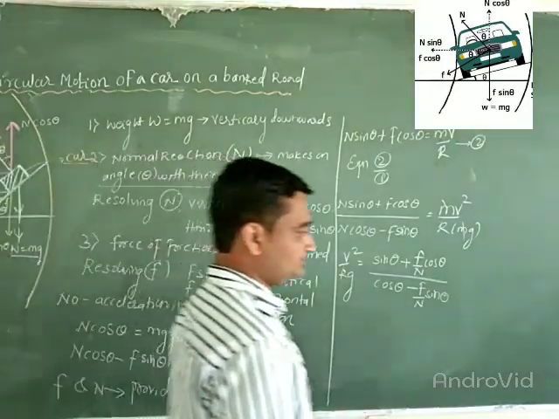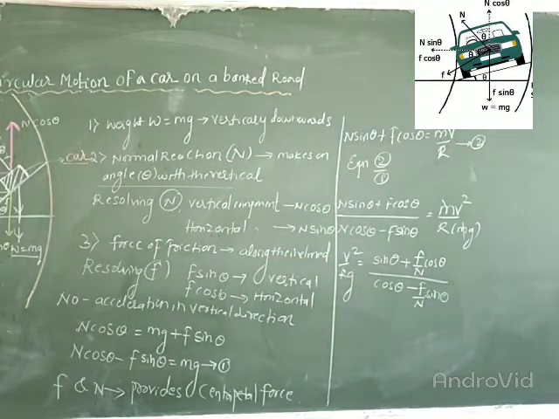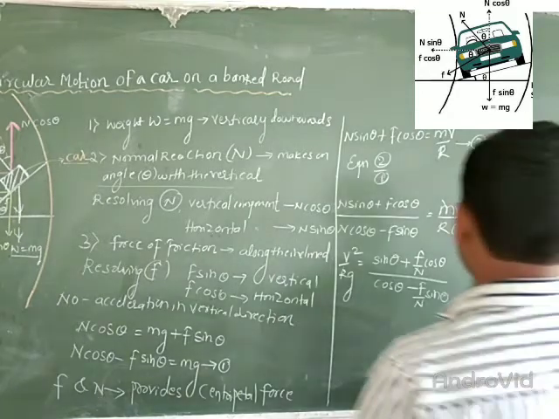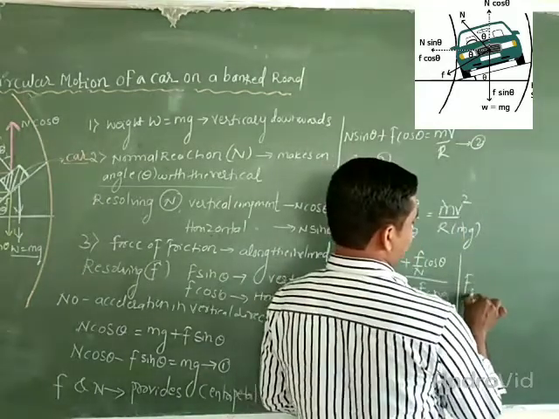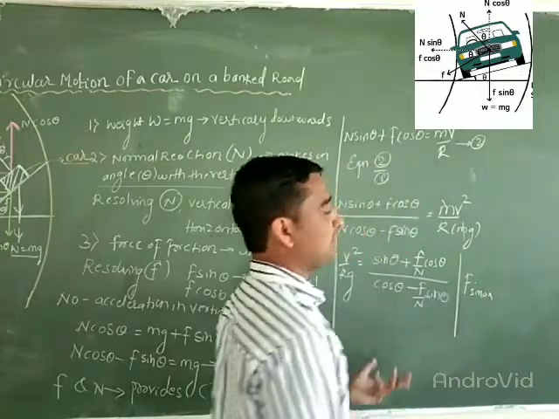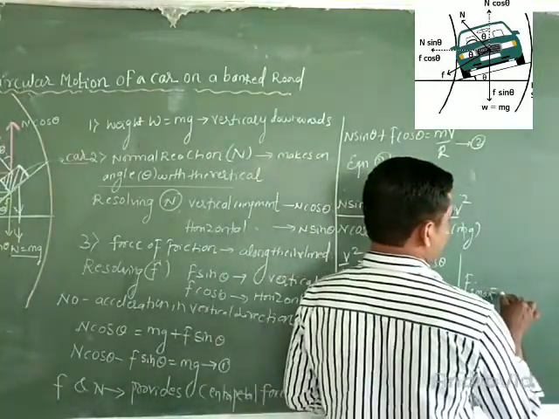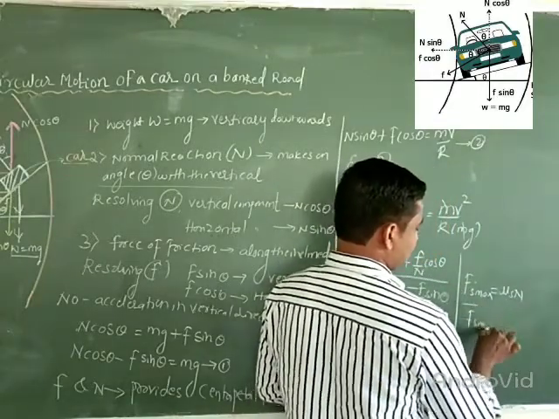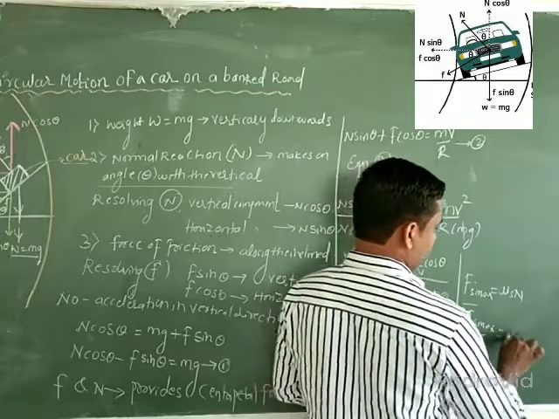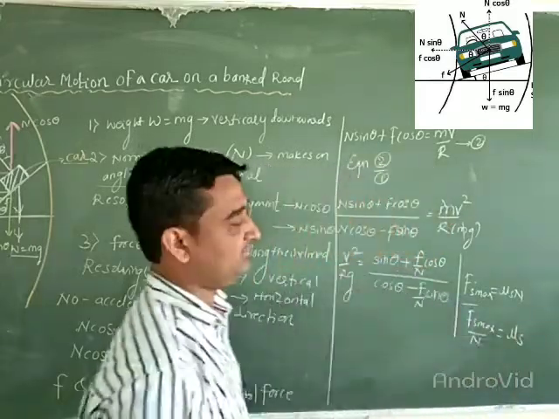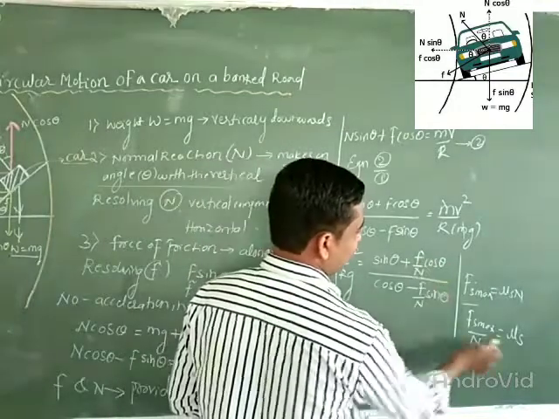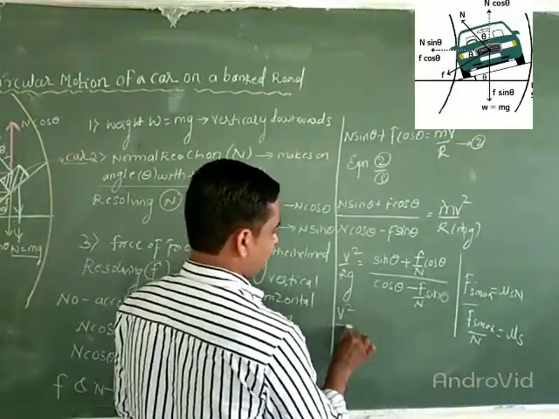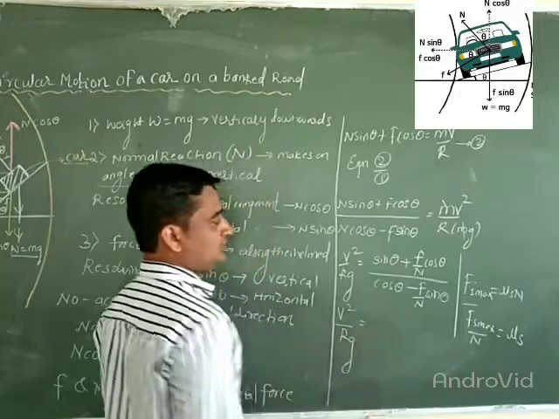From the laws of friction, you know that the maximum value of the friction, that is the limiting friction, is directly proportional to the normal reaction. Therefore we know that Fs max, the force of friction, is equal to mu s into N. Therefore Fs max divided by N is equal to mu s, the coefficient of static friction. Therefore substitute F divided by N is equal to mu s. Therefore v square divided by R g is equal to what we are getting here.